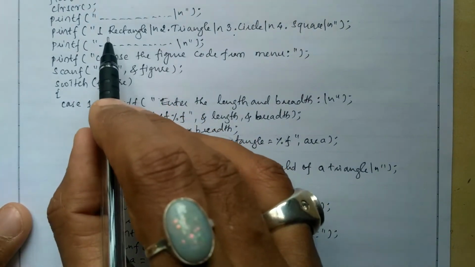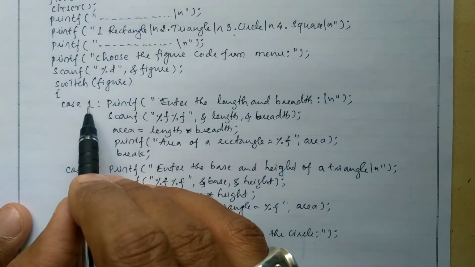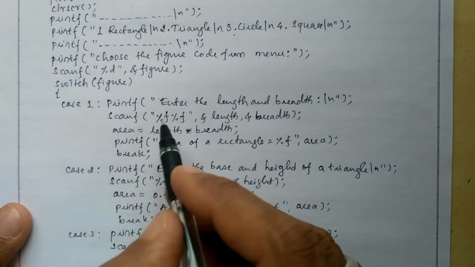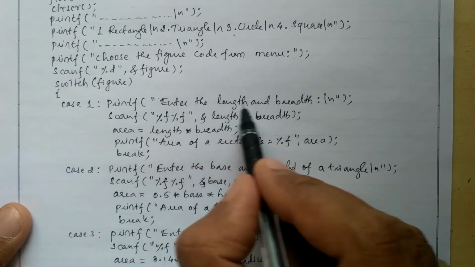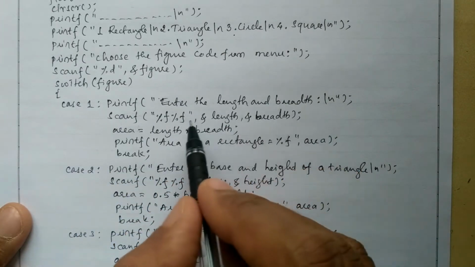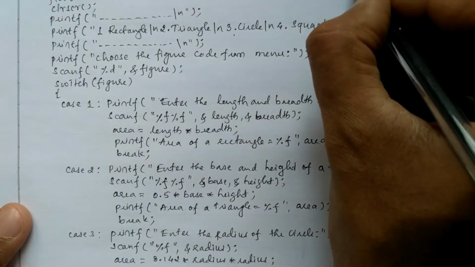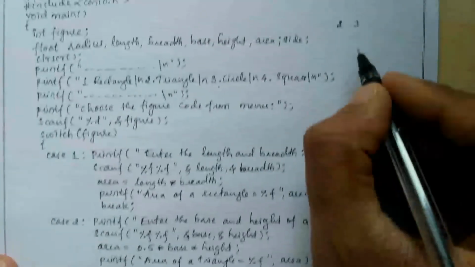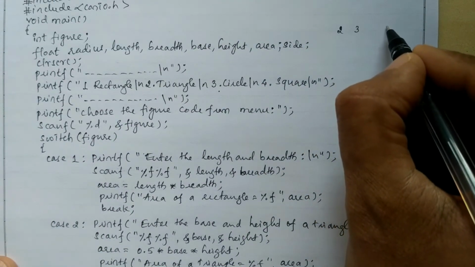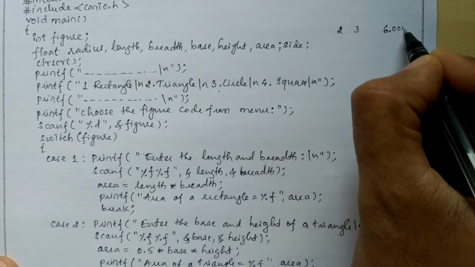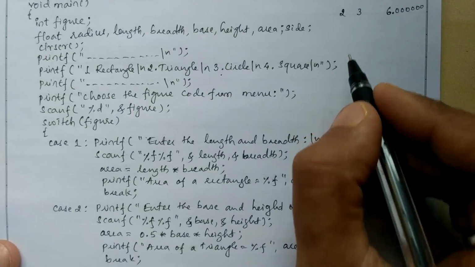If the user presses 1, then it is matching with the switch case label 1. Then it is going to print all of these statements. So it is going to ask the user to enter the length and breadth. So once we enter the length and breadth, for example, if I enter 2 as length and 3 as breadth, then it is going to calculate 2 into 3. So it will be 6.000000 printed. So that is the area of a rectangle.